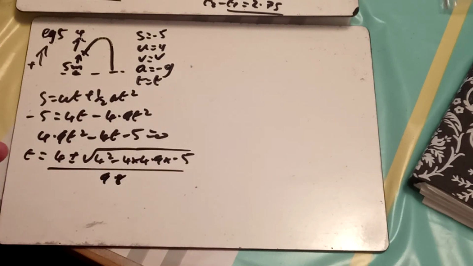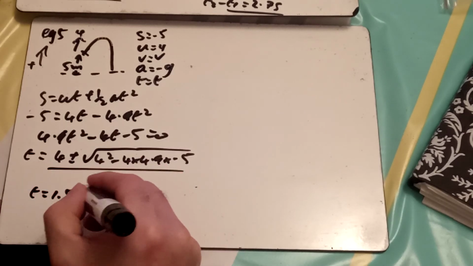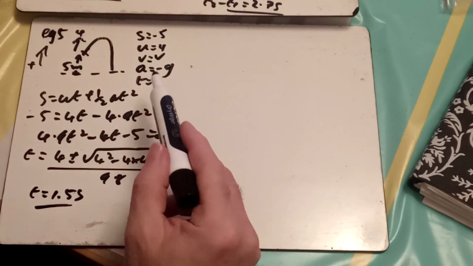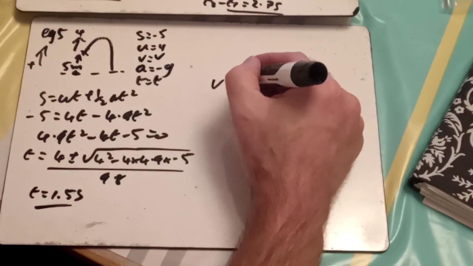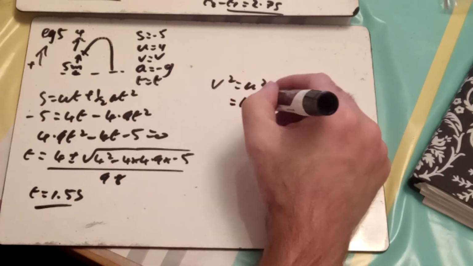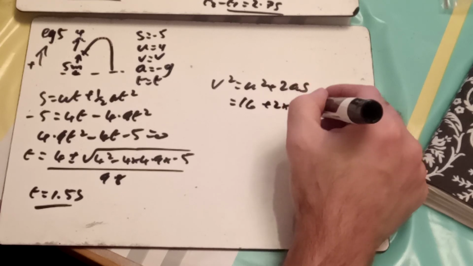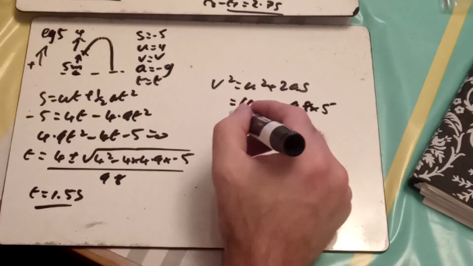So 16 plus 20 times 4.9 equals 114. I can root my answer with that, and then 4 plus that equals divided by 9.8 equals 1.497, 1.5. To find the velocity, the one without t, yet again we're seeing the ones that crop up the most here. So v squared equals u squared, 16, and then it's plus 2 times 9.8 times 5, because it's minus 9.8 minus 5.